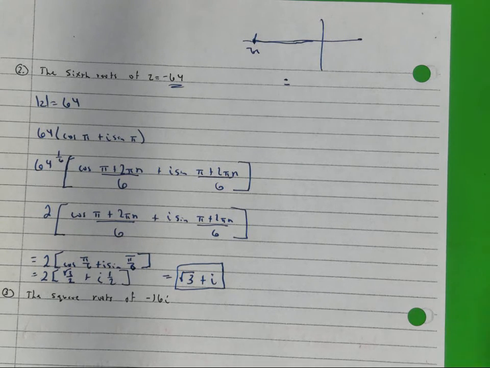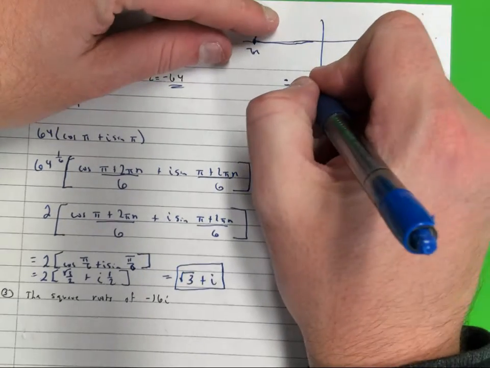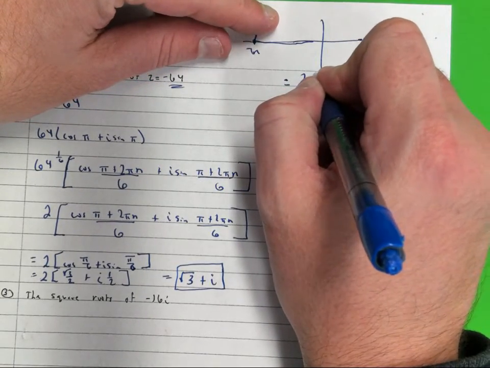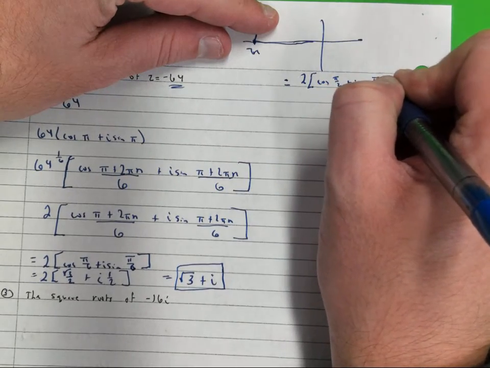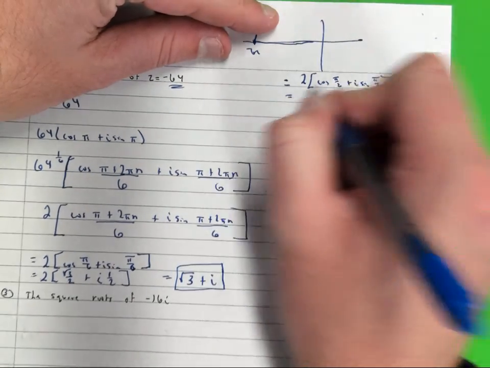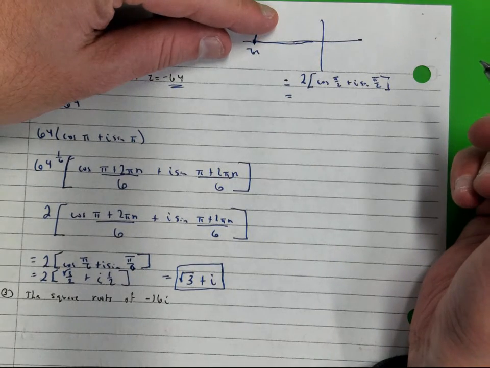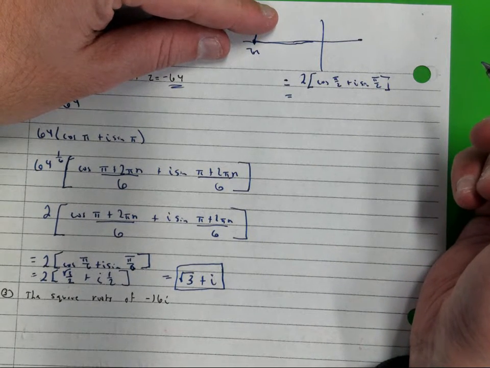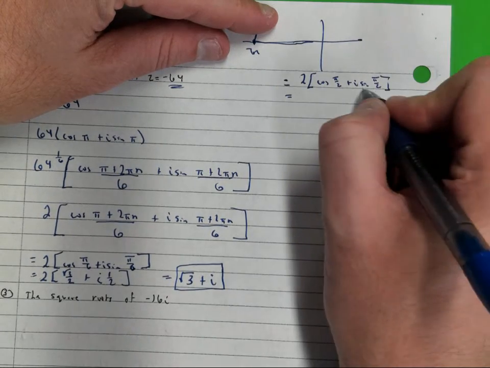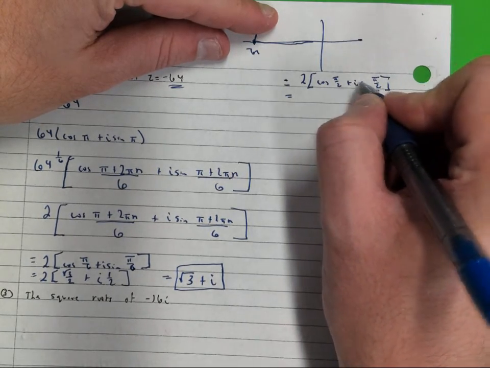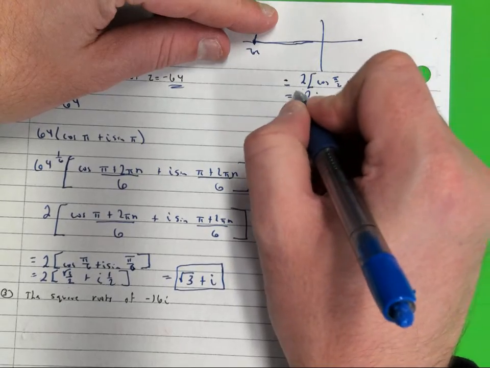So this is an easy one right here. So 2 cosine of pi over 2 plus i sine of pi over 2. What's cosine of pi over 2 give you? 0. Do I need to worry about that one? What's sine of pi over 2? 1. So that'd be 1i, wouldn't it? 1i times 2 is what? There's your second answer.